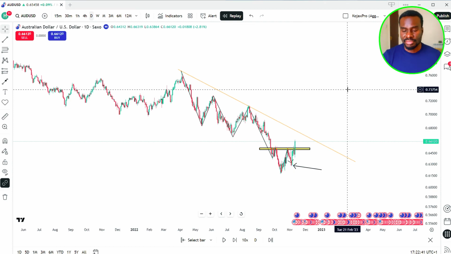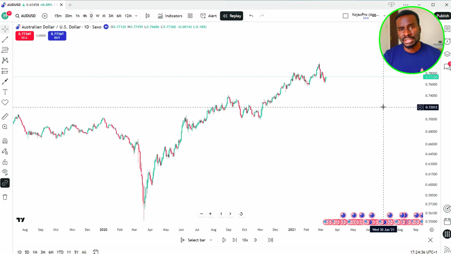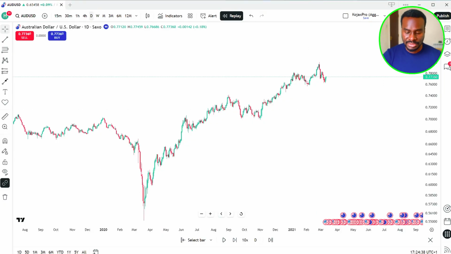Now look at what happened next here. You can see that the market continued to go up and it spun out to be a bullish trend. Now let's look at another chart, still on AUD/USD. The same principle still applies.